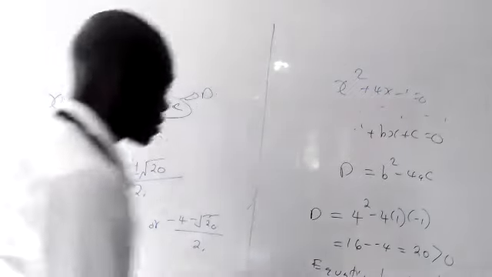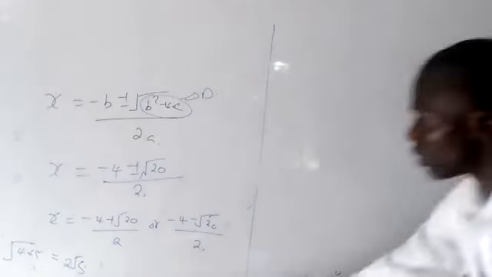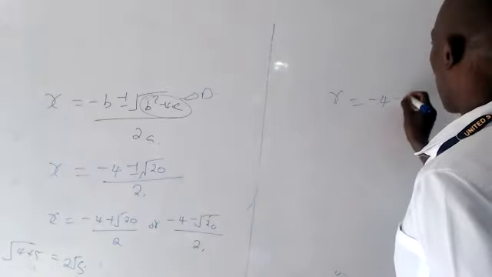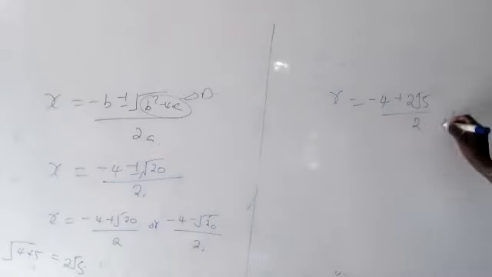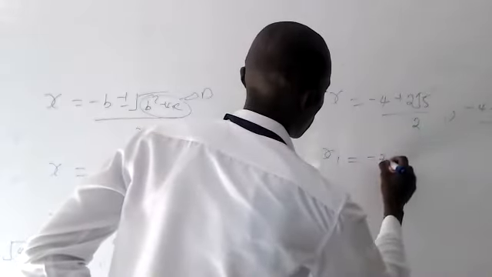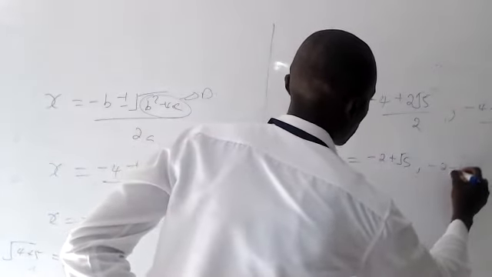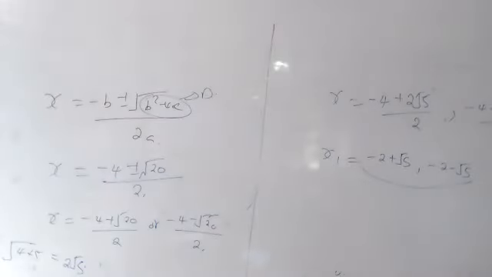You can write the first root as minus 4 plus 2 root 5 divided by 2, and the second root as minus 4 minus 2 root 5 divided by 2. So that now your first root is minus 2 plus root 5, and your second root is minus 2 minus root 5. Those are the real roots.